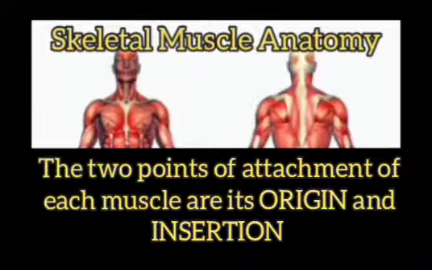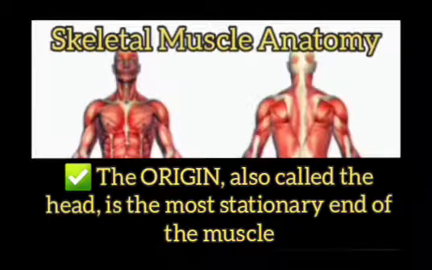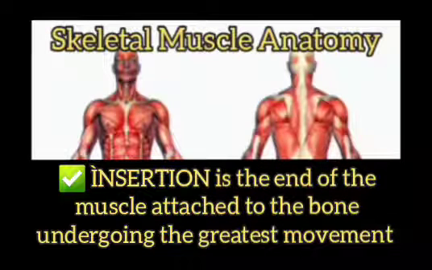So the two points of attachment of each muscle are its origin and insertion. The origin is the most stationary or fixed end of the muscle. In the case of multiple origins, each origin is called a head. So if multiple, each origin is a head. Then the insertion is the end of the muscle attached to the bone undergoing the greatest movement.